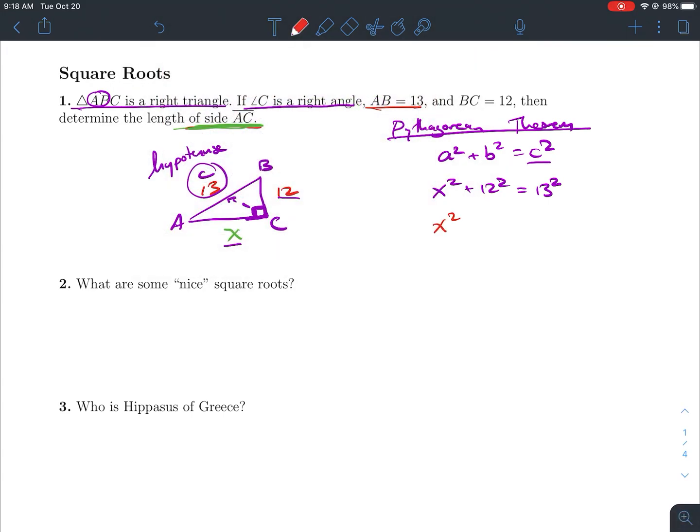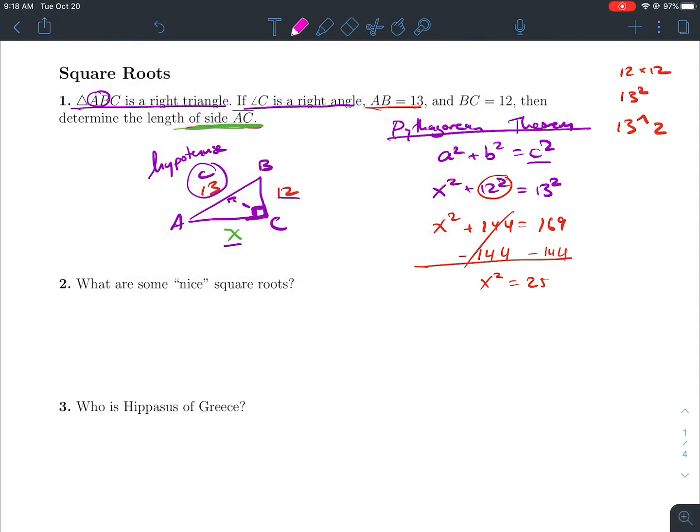Now, when we have a number squared here, like 12 squared, that means 12 times 12. So you can either do that in your head, or you can bring up your calculator and do it on your calculator. That gives us 144. 13 squared, you can put in your calculator by doing this, and that gives you 169. All right, so to solve for x squared, we need to do inverse operations. Minus 144 on both sides. That gives us x squared is equal to 25.